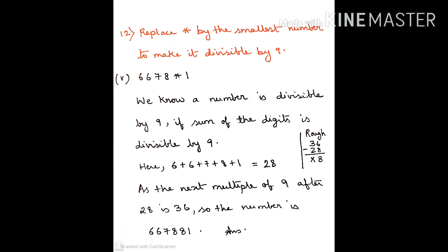We have 6678 star 1, that is 667,8 star 1. We know that our number is divisible by 9 if the sum of the digits is divisible by 9. Here 6 plus 6 plus 7 plus 8 plus 1 is 28, and we know that 9 fours are 36, which is coming after 8. So the number is 667,881. I hope you have understood this.